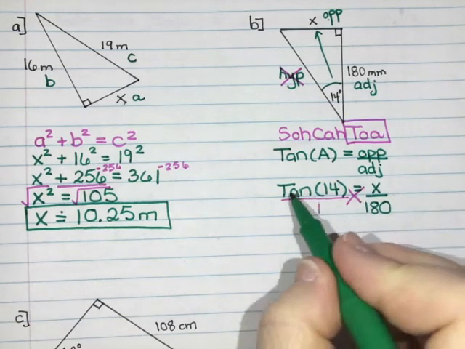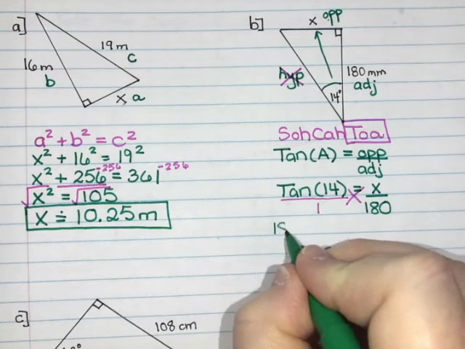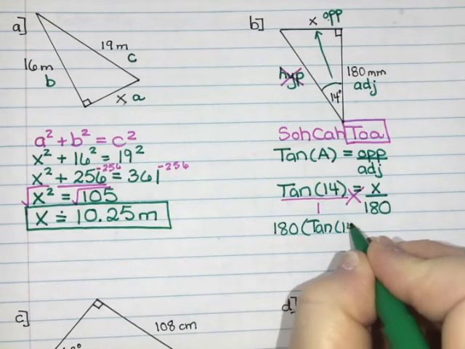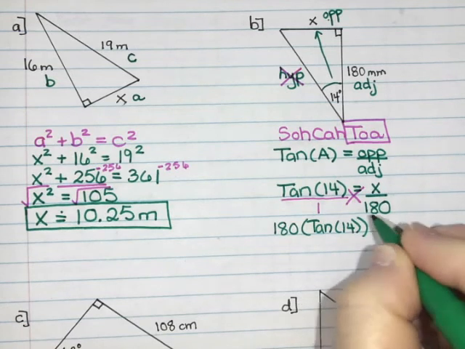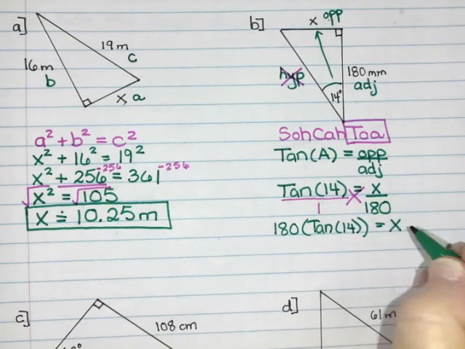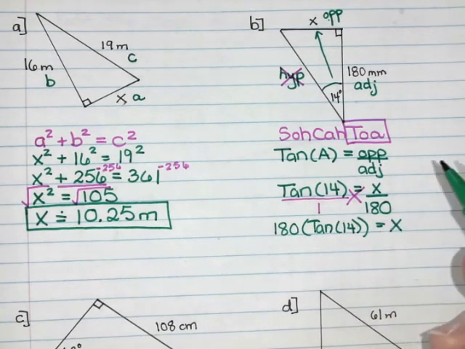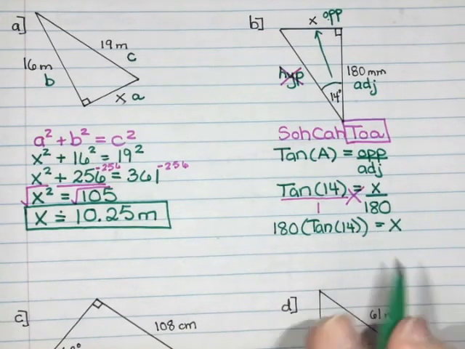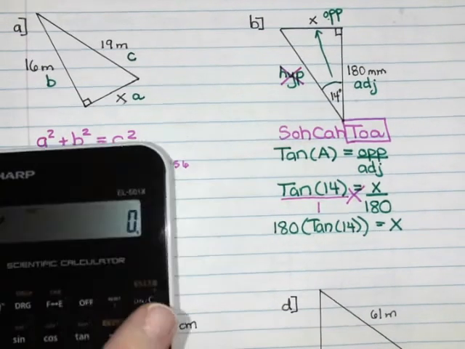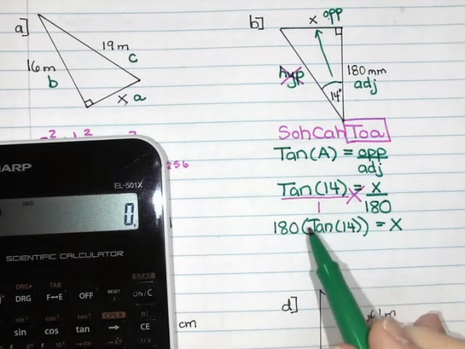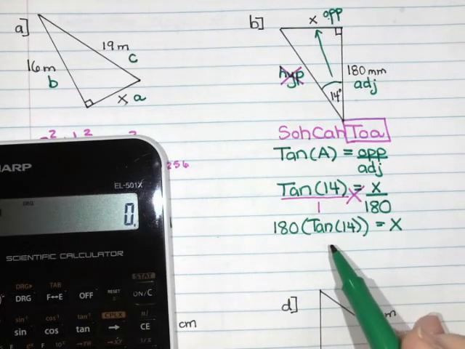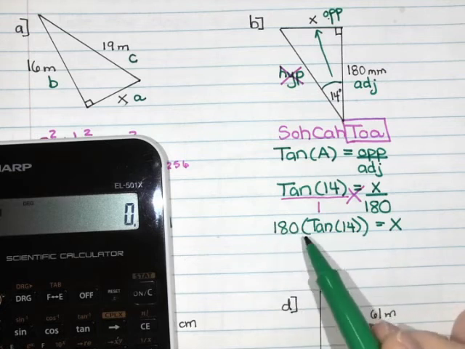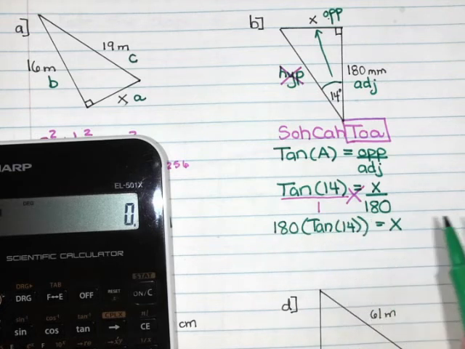So I'm going to do 180 times tan of 14 and then 1 times x. So anytime we're solving for a side, you want to cross multiply. So I'm going to calculate this on my calculator. We've talked about this before. If you see what you type in on your screen, so if you press tan and the word tan shows up on your calculator, you just type it in as you see it. You do 180 times tan 14 equals.